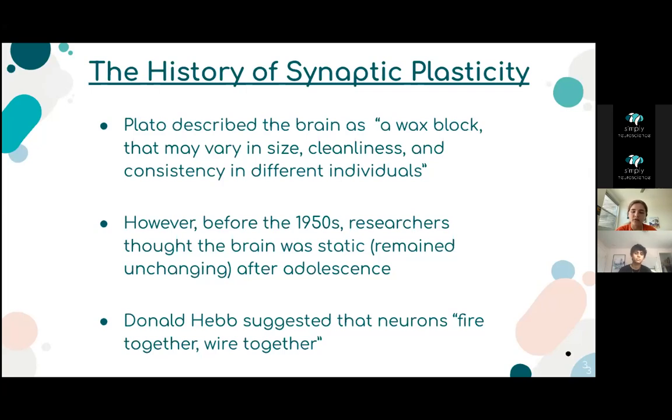However, before the 1950s, researchers thought the brain was static, so it didn't change. It was just very unchanging after adolescence, so that's your early years. And then Donald Hebb suggested that neurons that fire together, wire together. This means that if two neurons fire at the same time, their connection will get stronger, and we'll add on to that very soon.